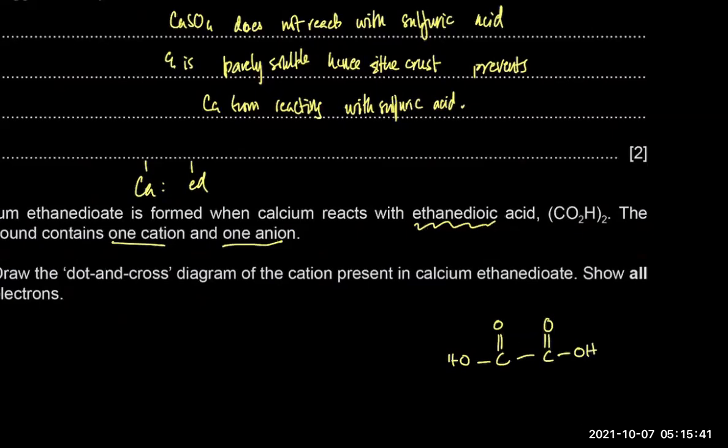This is ethane dioic acid, CO2H twice. And what happens is that it's losing two hydrogens here to form a 2- ion, ethane dioate. Normally a carboxylic acid forms a 1- ion, but with 2 acid groups a 2- ion is formed. Right? So what you have is calcium 2+ and this 2- ion.